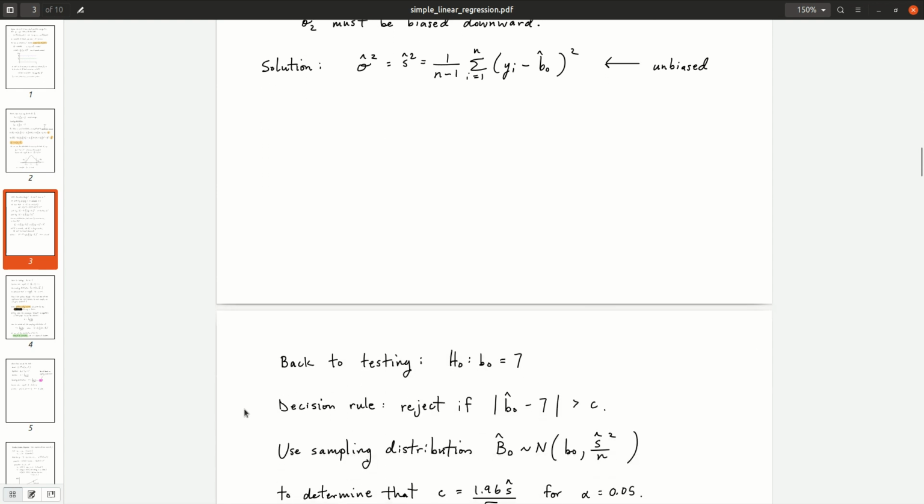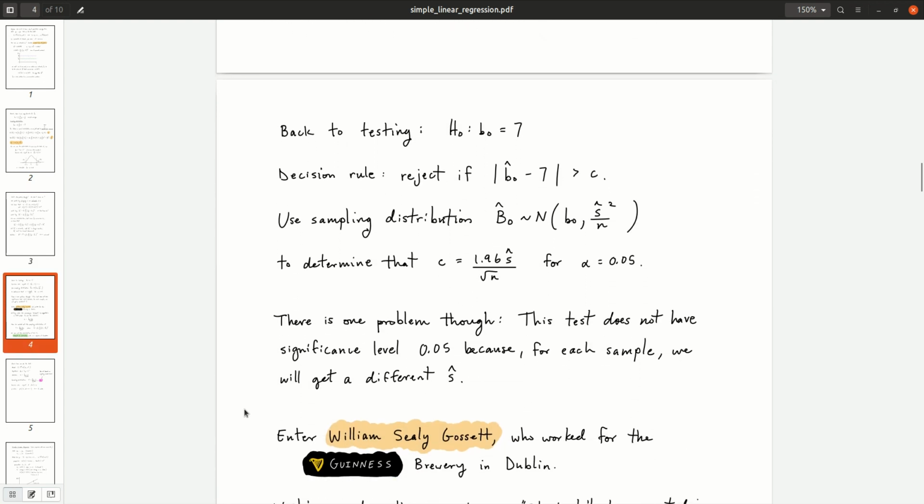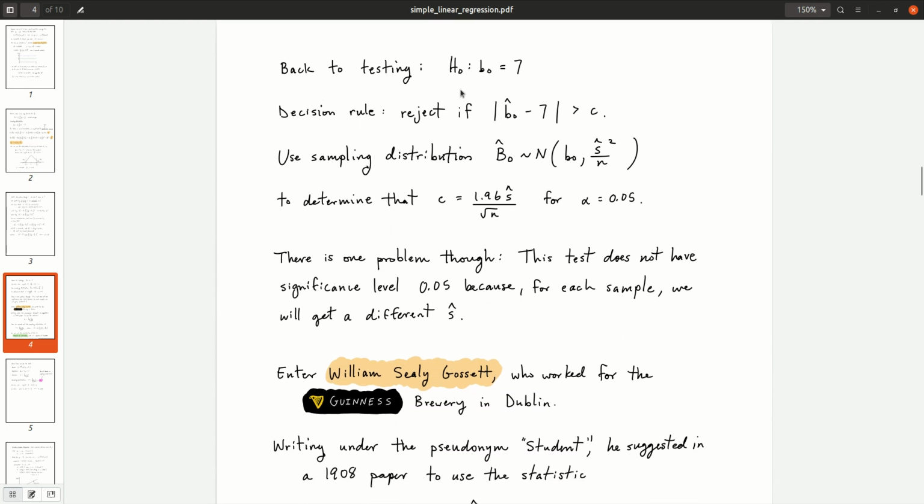Now, there's going to be one more problem that's a little bit more subtle. Let's go back to our testing problem. Here's our decision rule, and our proposed solution is to use this sampling distribution. This is not the real sampling distribution, but it's the sampling distribution of B0 hat where I'm plugging in this estimate for sigma squared. It's the same formula, but instead of sigma squared, I'm using the estimate S hat squared. Then our cutoff is C equals 1.96 S hat divided by square root of n, if our significance level is 0.05.